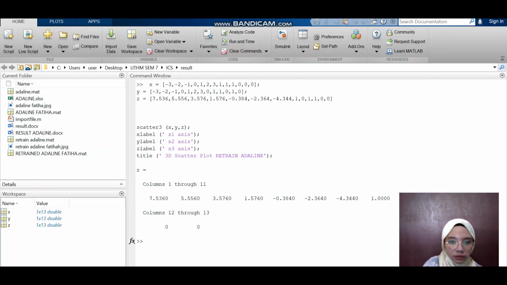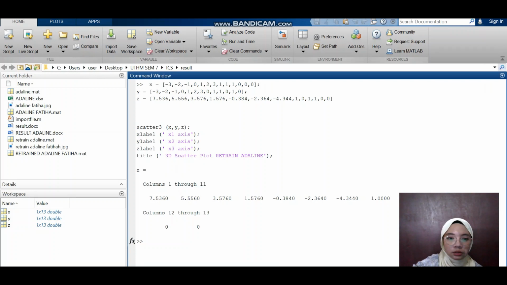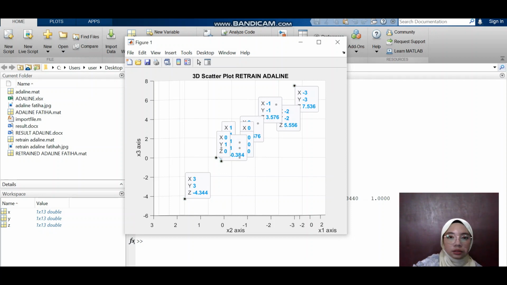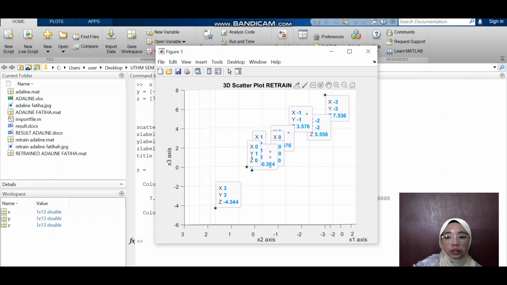Lastly is the retrain line. As usual, fill in the values of x, y, z based on the Excel that we got, and then we just enter, and it came up with the 3D scatter plot between the line. We can see the values that we already plotted in this coding. We can see the values in a straight line, with class A and class B in the middle. So that's all for me. Thank you.